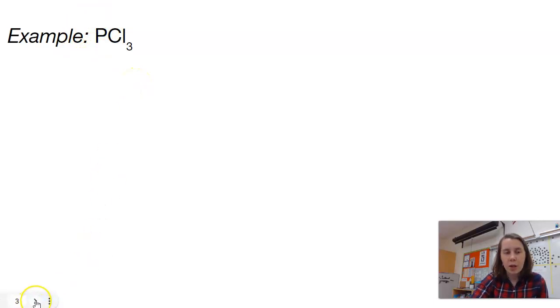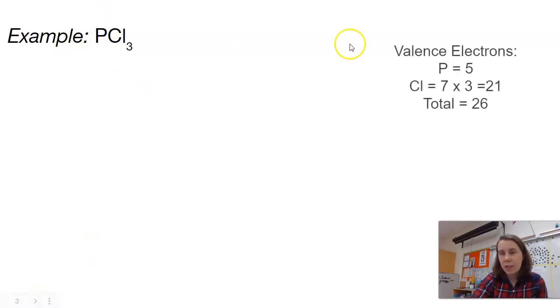Let's add up the valence electrons. Phosphorus has 5, because it's in column 5A. Chlorine has 7, because it's in 7A, and there are 3 chlorines in our molecule. That's what this little 3 means. So that's 21 electrons from all those chlorines. 5 plus 21 gives us 26 total valence electrons, which is how many dots we are going to need in our final structure.